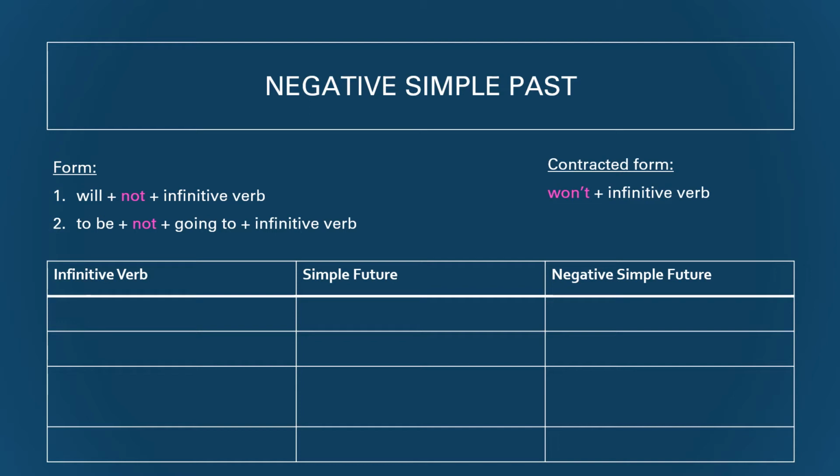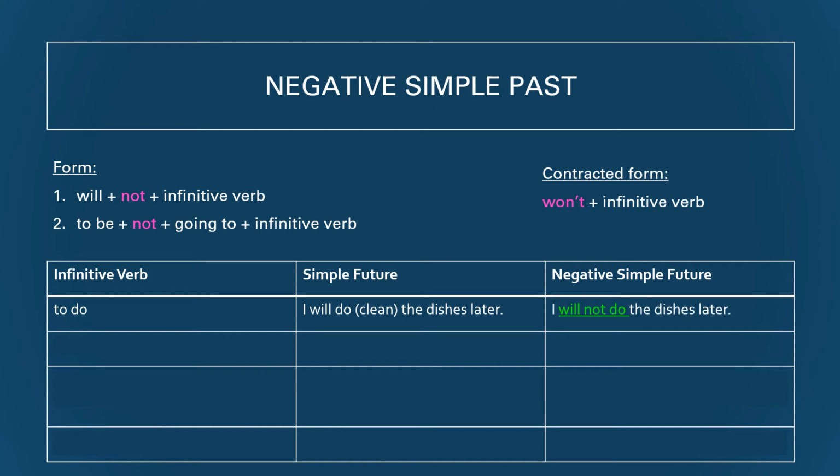For our examples, the first one is to do. I will do the dishes later. This means I will clean the dishes later. But in English, we just say I will do the dishes later, or I will do the dishes. And the negation is I will not do the dishes later. The second example is to ride. He is going to ride the horse. The negation, he is not going to ride the horse.